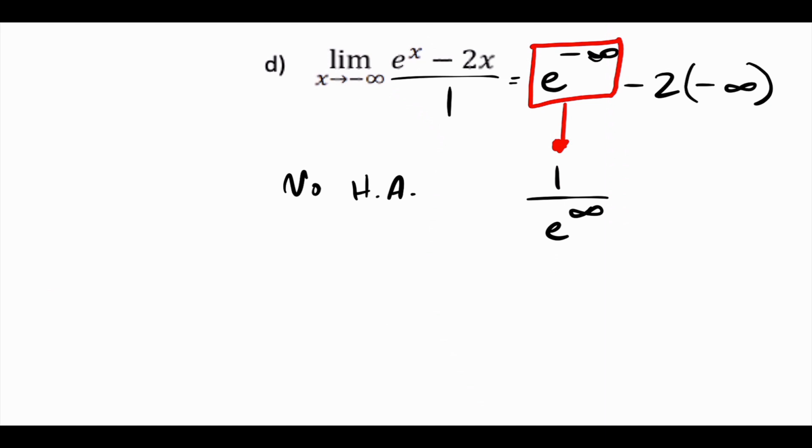Okay. And then I have negative 2 times that really big negative number. What is that going to be? That's going to be a positive, right?